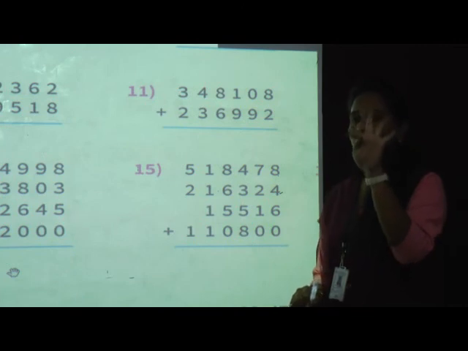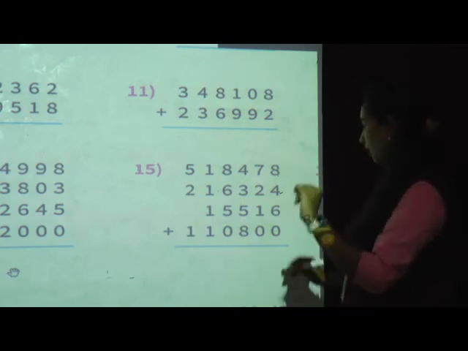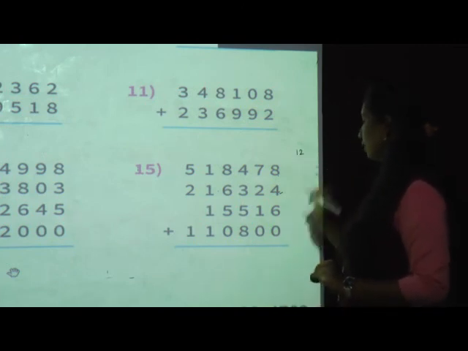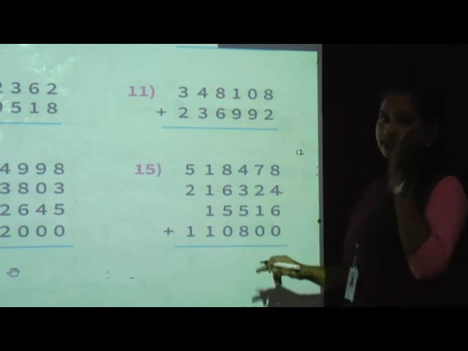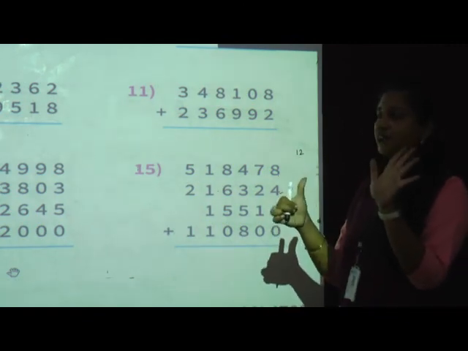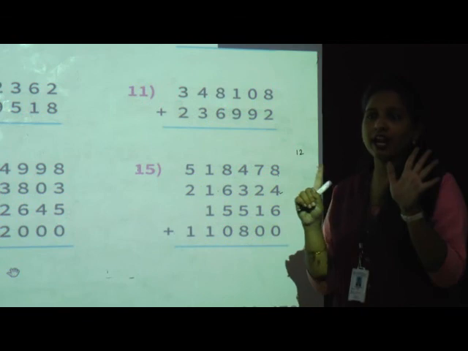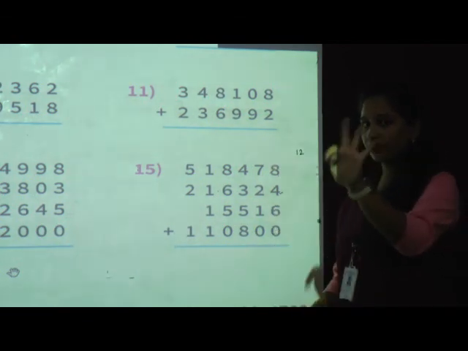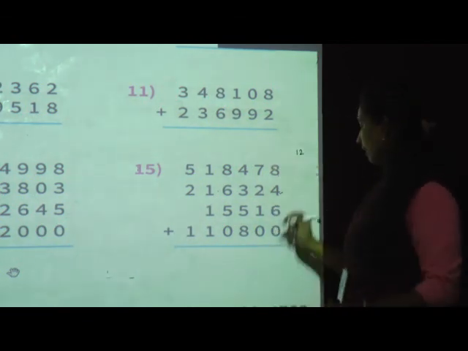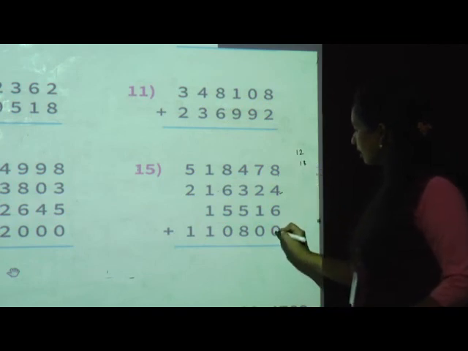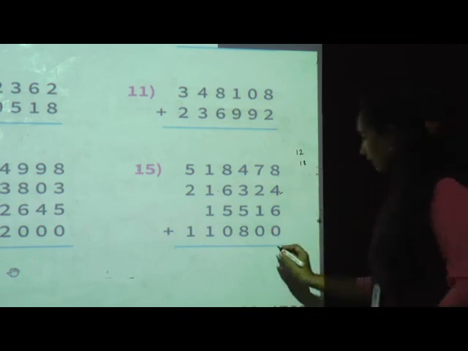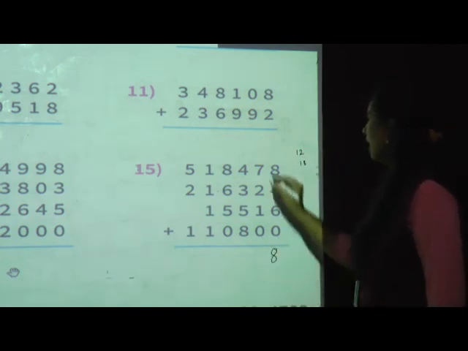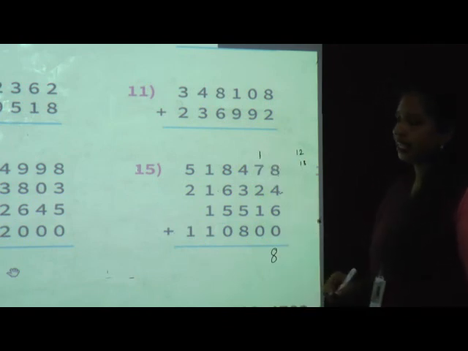Now count after 8, 4 numbers. 8 after 9, 10, 11, 12. Okay, so write somewhere 12. Now what we have to add? 6. So keep 6 fingers and count after 12. After 12, 13, 14, 15, 16, 17, 18. Okay, 18. 18 plus 0 become 18 only. So write 8 here and 1 we will carry to 10's place.